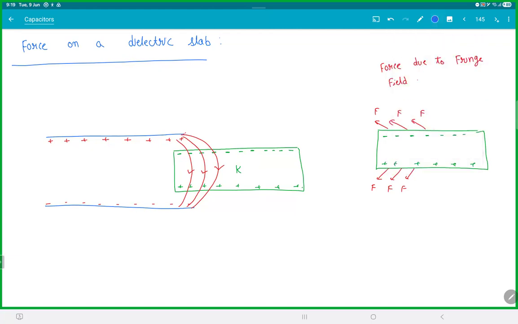And if you see here, this is kind of symmetrical, meaning we are assuming the slab exactly fits in the gap. So because of these fringe forces, the net force will be on the left-hand side. This will be F net. So that means whenever you take this dielectric slab and keep it near the mouth of the capacitor, the fringe field will pull the slab inside. The net force due to this fringe field is towards the capacitor.